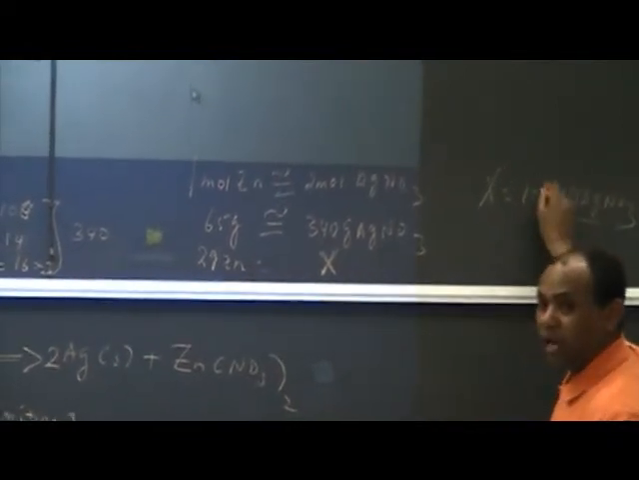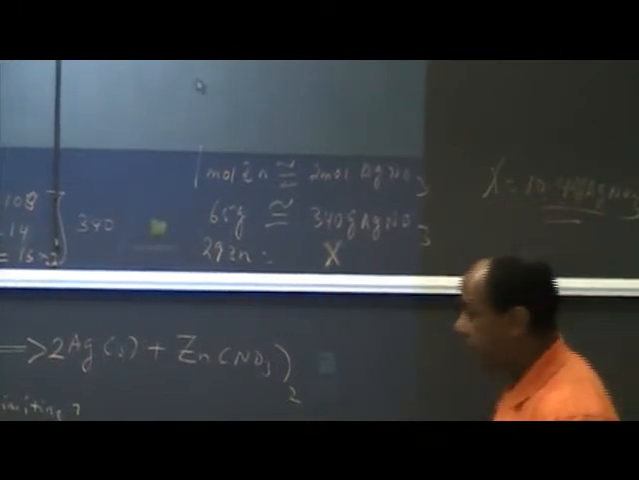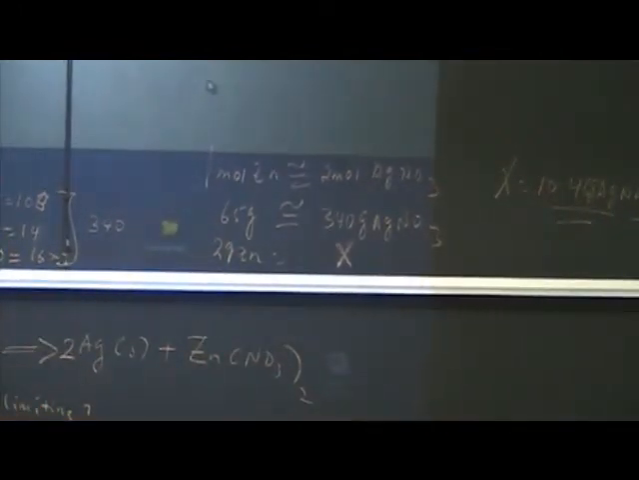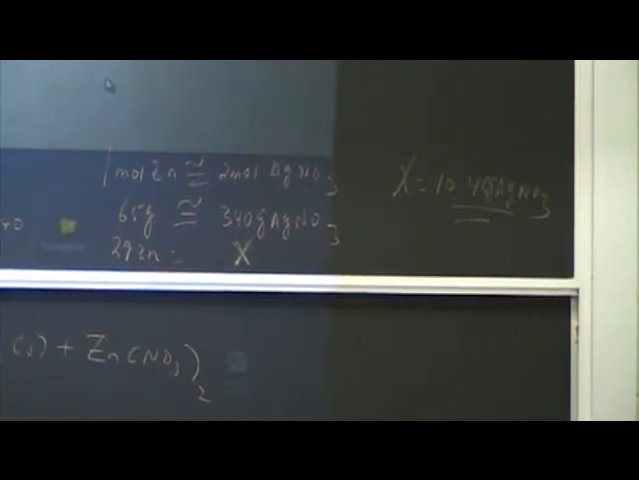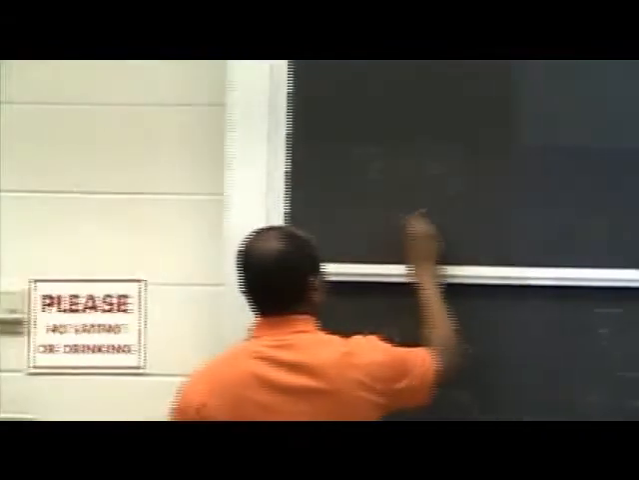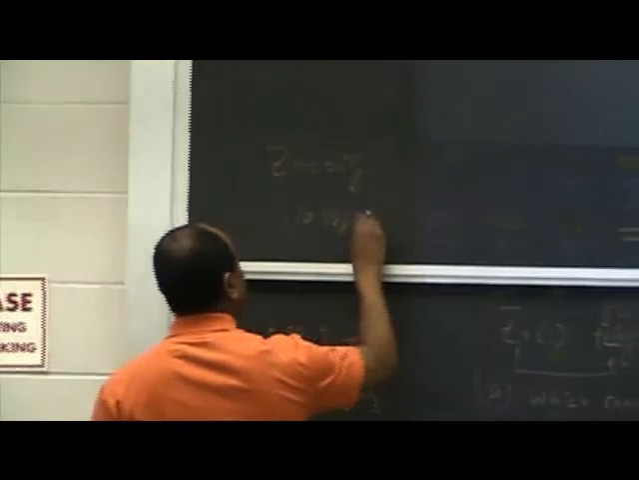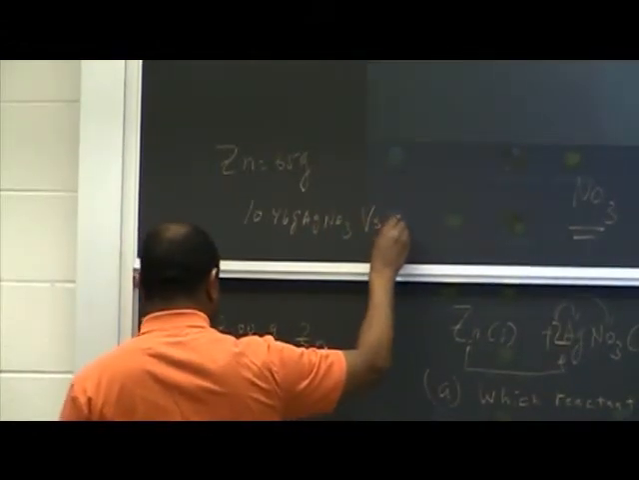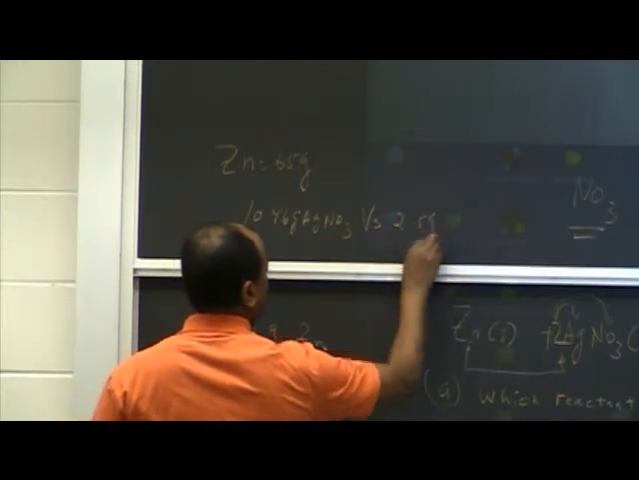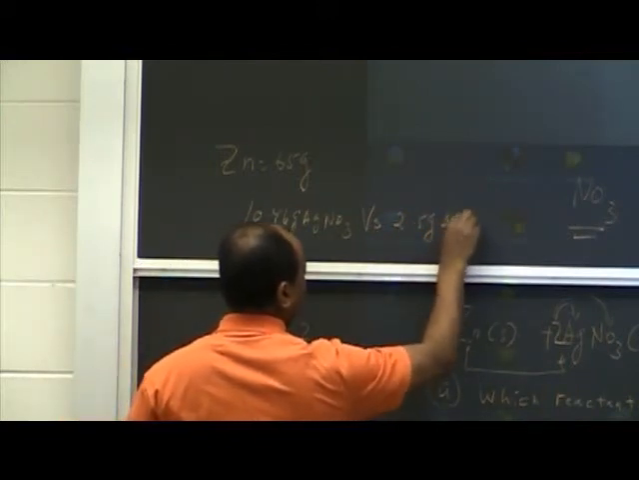I have to compare this value with the value just given here. Compare 10.46 grams of silver nitrate versus 2.5 grams of silver nitrate.